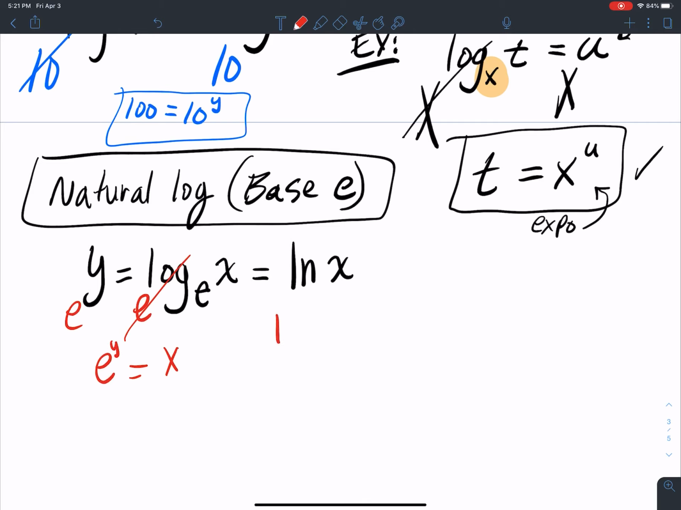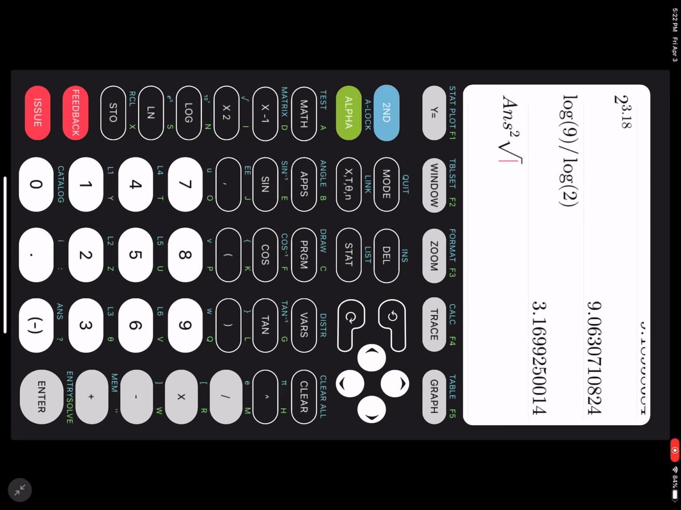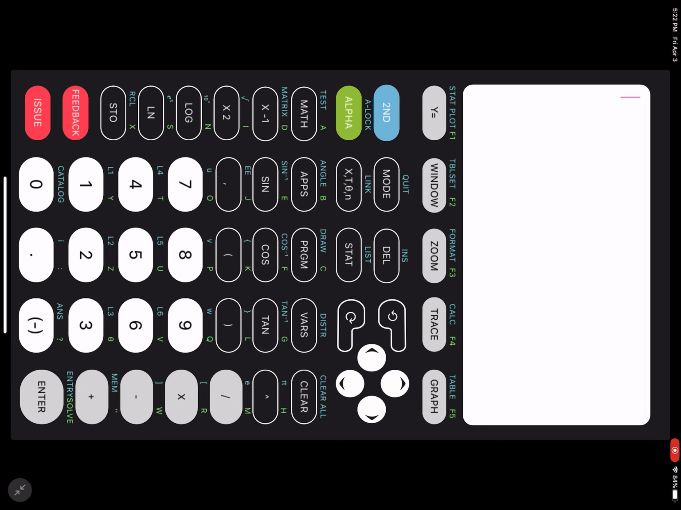So the inverse of ln x is what? e to the x. Okay, so you've seen these keys before. When you go look at your calculator, you look down on the left side. You'll see the x squared button. That's how you square something. But if you hit the second and then the square button, you see how those are inverses of each other. Same thing works with log.